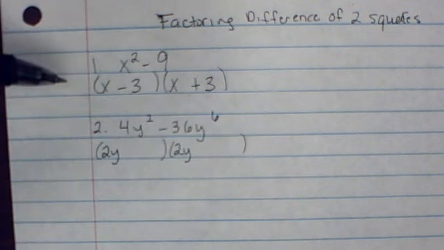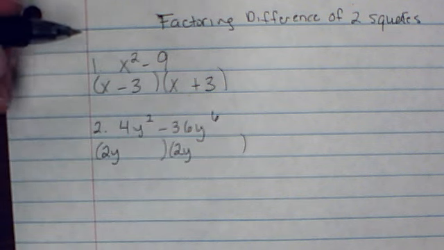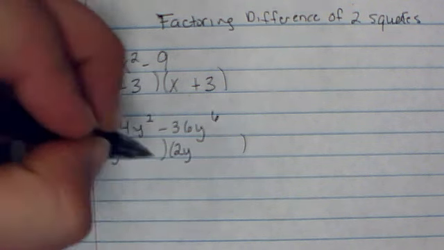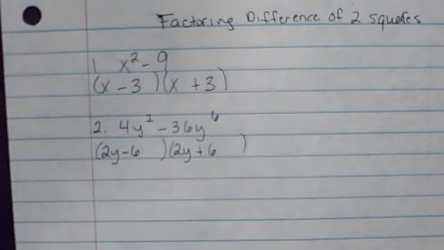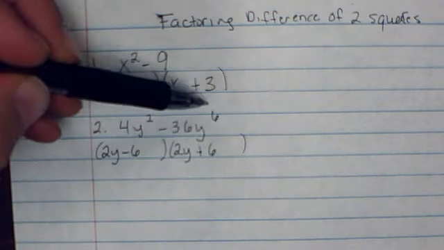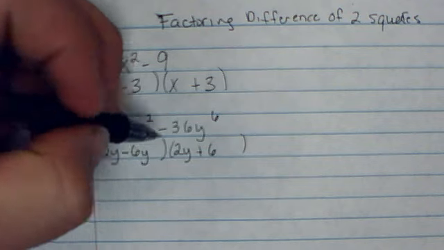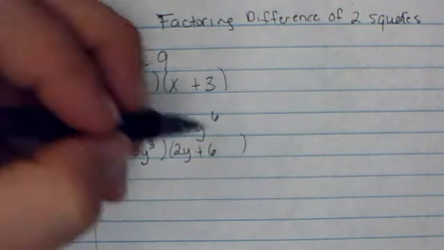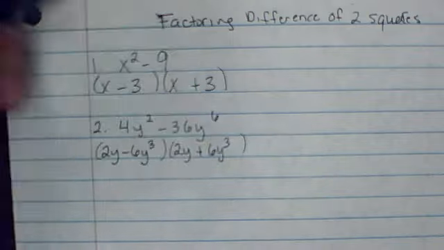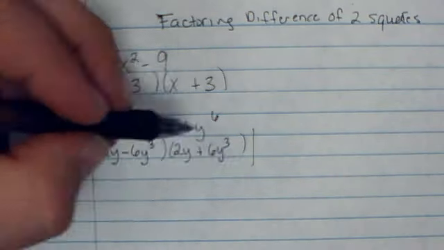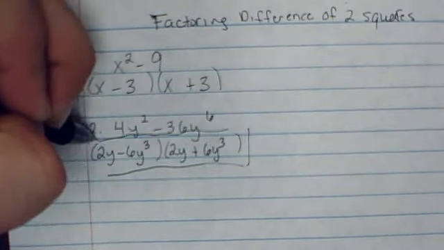Now I have a negative 36. The square root of 36 is 6, so I'm going to put minus 6 and plus 6. And now with my y to the 6th power, I'm just going to cut that exponent in half. So 6 becomes 3 and 3. So that's it. I factored the difference of two squares.